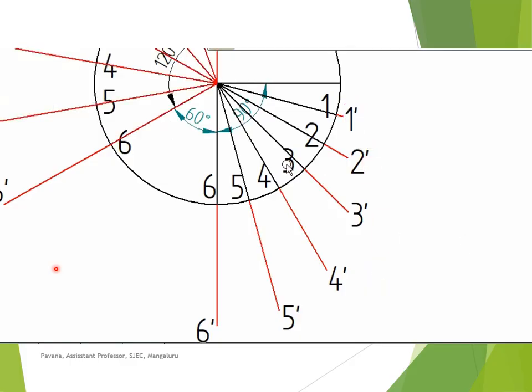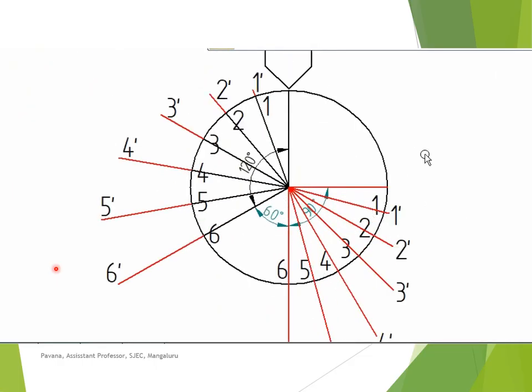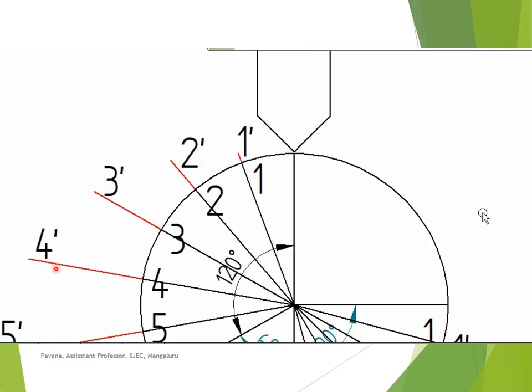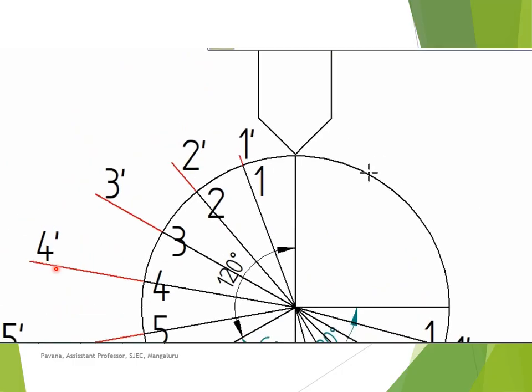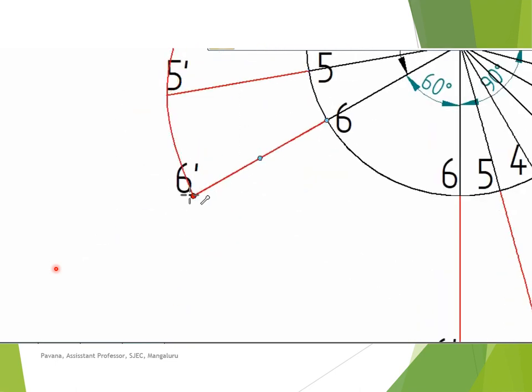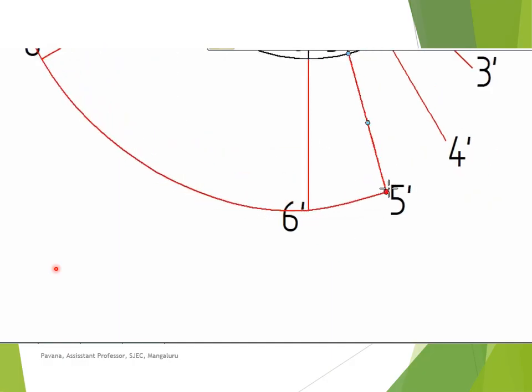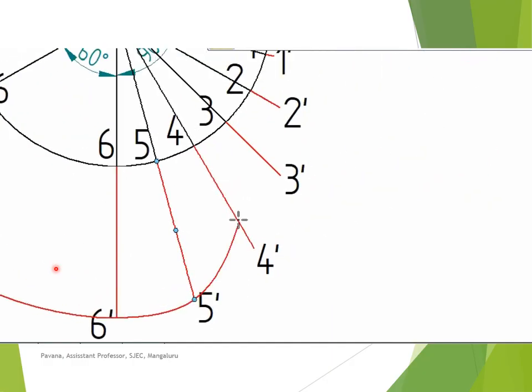Now join all these end points. Okay, the freehand sketch curve, not with the scale. Just go on joining from the starting point. You start from 0. Next 1 dash, 2 dash, 3 dash, 4 dash, 5 dash, 6 dash, again 5 dash, 4 dash, continuous.